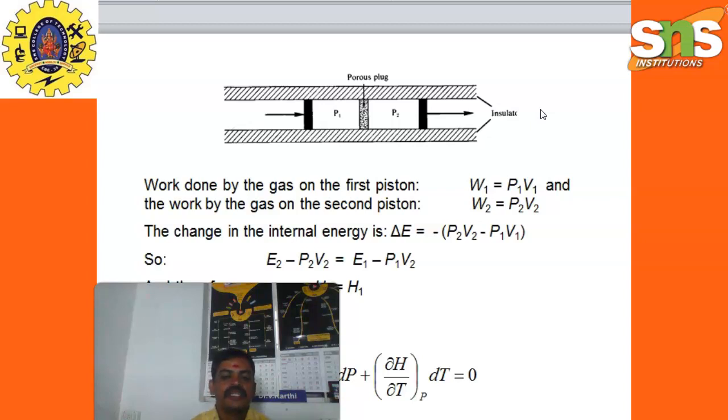The internal energy E2 plus P2 V2 is equal to E1 plus P1 V1, and therefore we can write H2 equal to H1 for an isenthalpic process. The derivative dH equal to dH divided by dP, dP plus dH divided by dT, dT equal to 0. These are examples of porous plugs, in an insulated area with pressures P1 and P2.